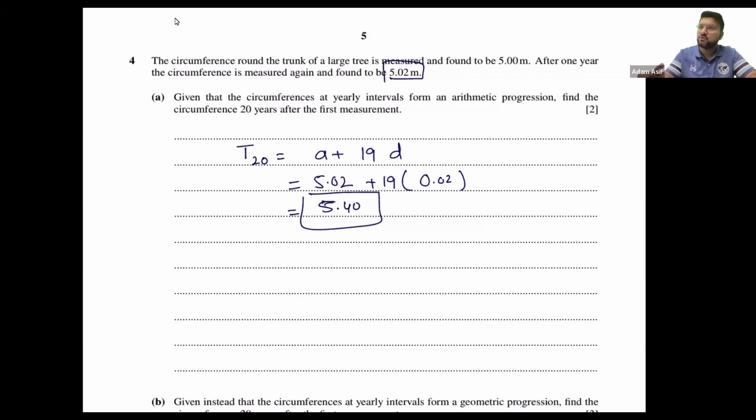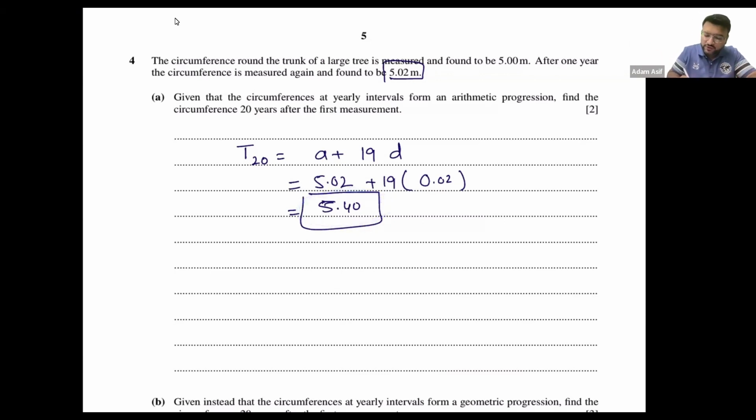So you're starting the counting after the first measurement. So after the first measurement is 5.02, not 5. And you need to find the circumference at yearly intervals 20 years after the first measurement. सही है? तो 5.02 के बाद 5.04 will be your measurement after the first year. इस तरीके से 5.08 will be the measurement after second year. इस तरीके से अगर आप काउंट करते हो तो 20 years बाद you will have 5.40.